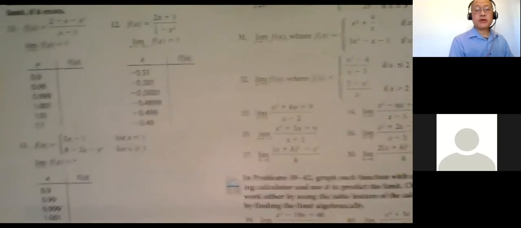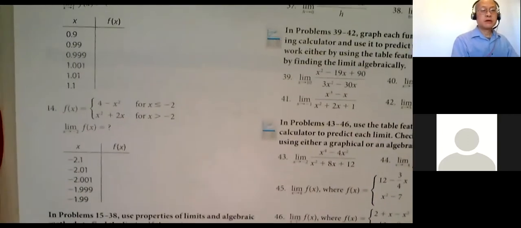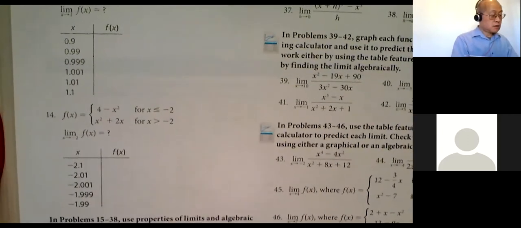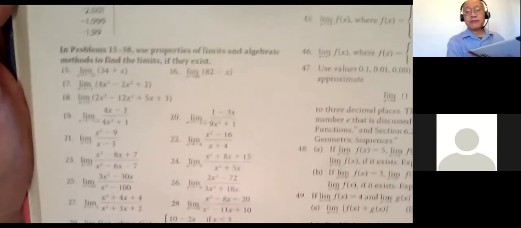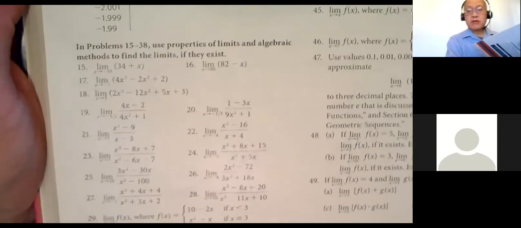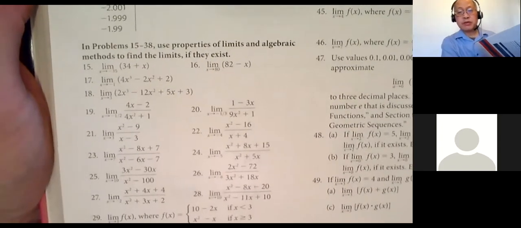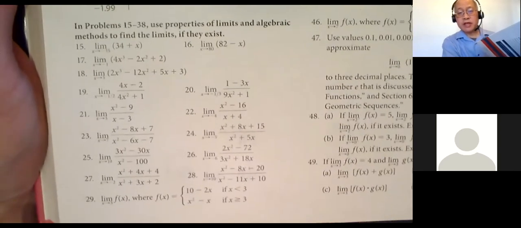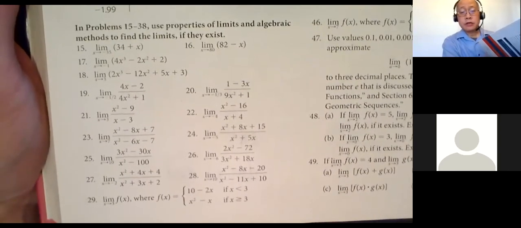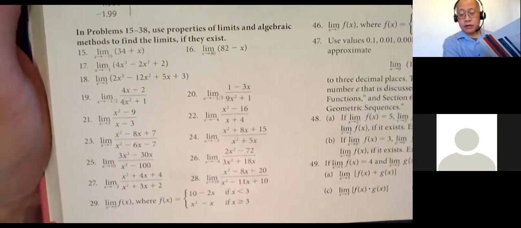So that's how you do 11, 12, 13, and 14. And then the last batch, 15 through 28. You have some very easy ones. 15 through 18 are fairly easy. You just plug them in. It's basically algebra 1. And then it gets harder starting with 19. Starting with 19, you have to do some algebra tricks.